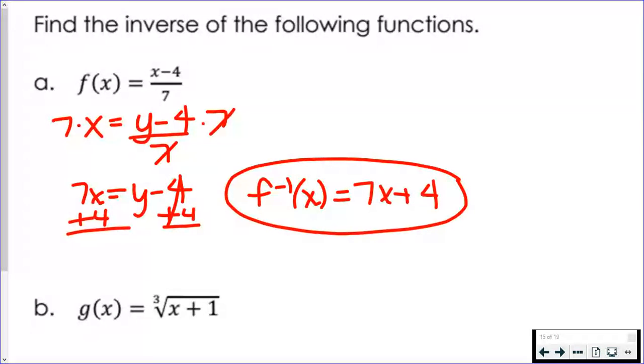Hopefully you get familiar with that notation. The little -1 exponent means inverse. So the inverse of f of x is 7x plus 4.